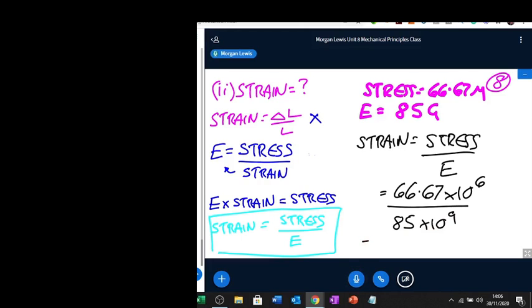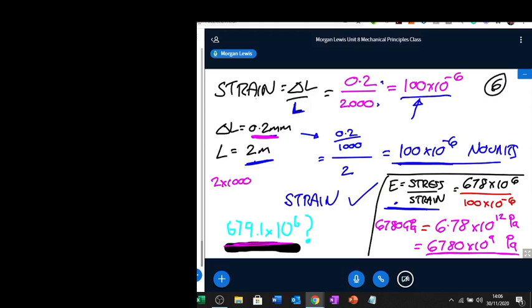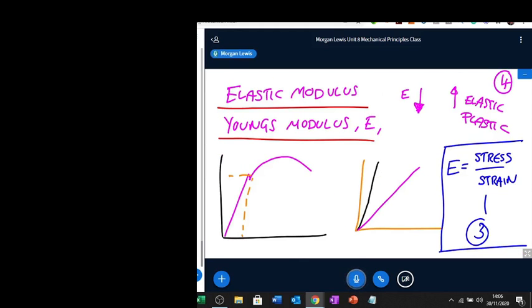Don't forget strain should be a small number for us because we don't expect a lot of change in lengths. So 66.67 times 10 to the 6, divided by 85 times 10 to the 9. Press ENG because you might get 10 to the minus 4. E is Young's modulus, Joe Curtis. It's just how stretchy something is, so the symbol for it is E.